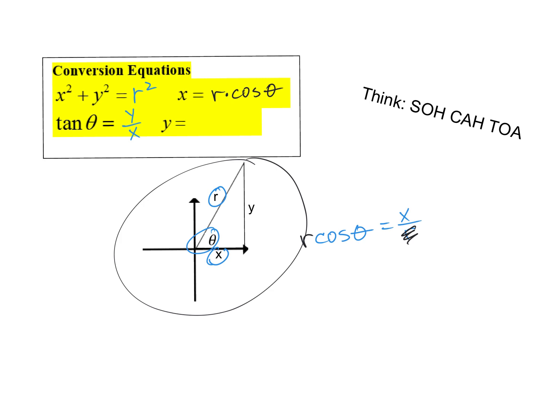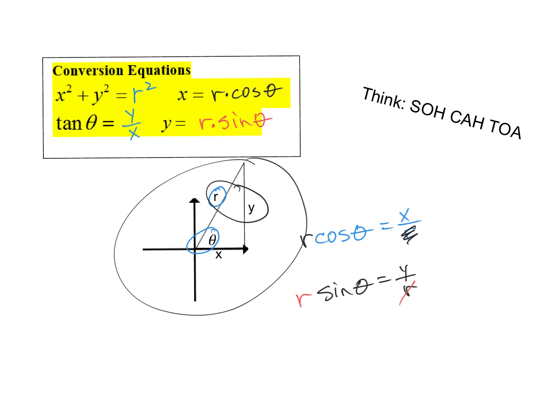Which function would you use to find y, if you don't want to use the x, you just want the y and the r? Yeah, the sine of the angle is equal to y over r. And again, you multiply both sides by r. So y is equal to r times the sine of theta.